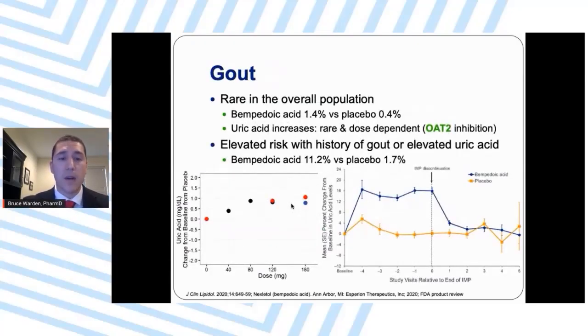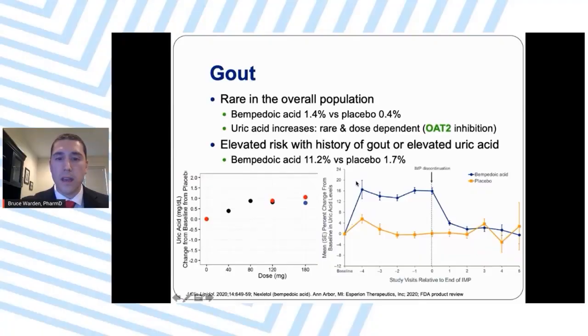Now, taking a look at gout, this is one of the conditions that is listed as a warning in the prescribing information. And in the overall population, gout incidence is very rare, 1.4% in the bempedoic acid group. And again, this is occurring because bempedoic acid inhibits that OAT transporter in the renal tubules, preventing uric acid secretion. And this is very much a dose-dependent effect. On the x-axis here, as you increase bempedoic acid dose, you increase plasma uric acid concentrations.